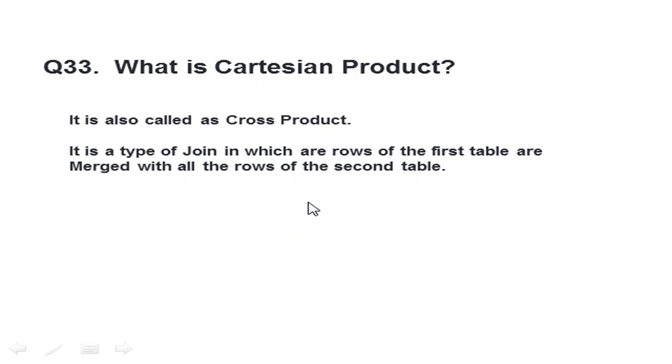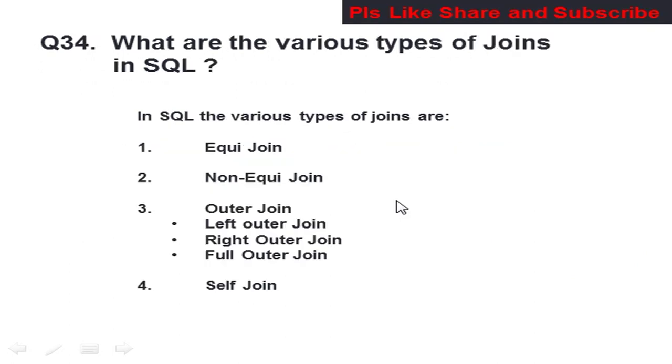I repeat, if the first table has n records and the second table has m records, then after applying the Cartesian product, I get n into m records, here 50 records. So take one record from the first table, take all the combinations in the second table, like that. This joins concept is very lengthy. If possible, I'll try to make a separate video extensively on joins.